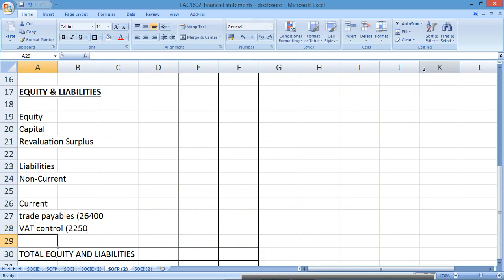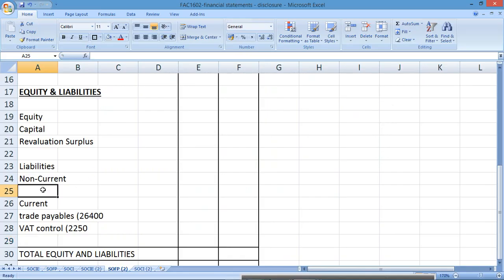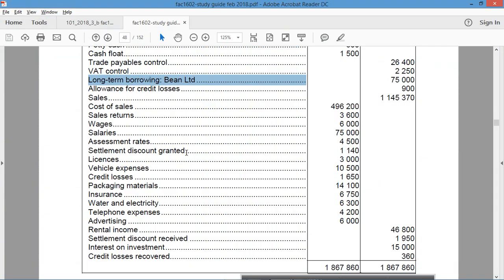$2,250. Long-term borrowing, so that's a non-current liability. And that's 75,000.